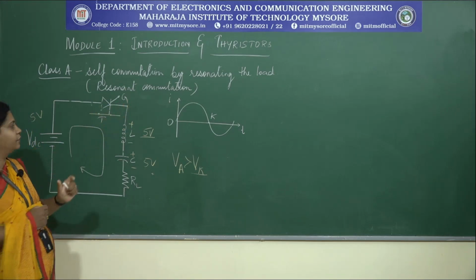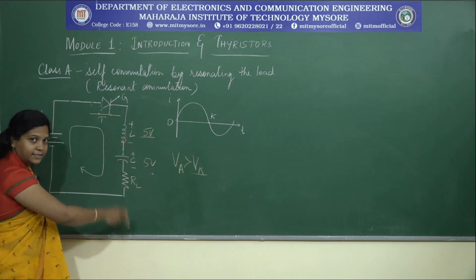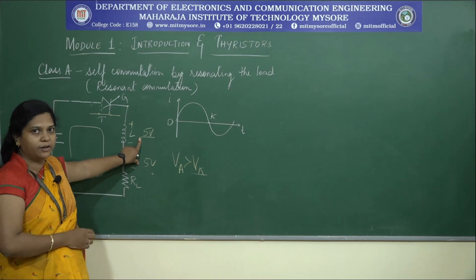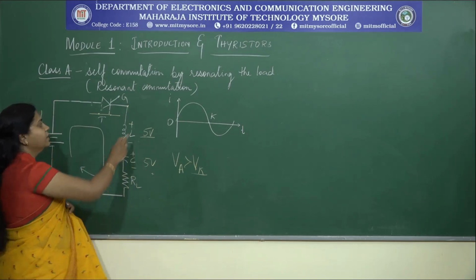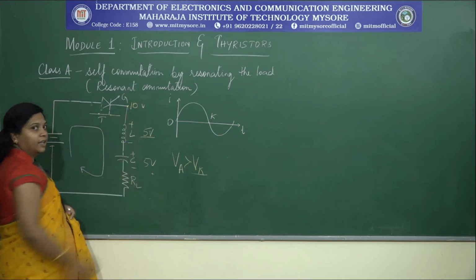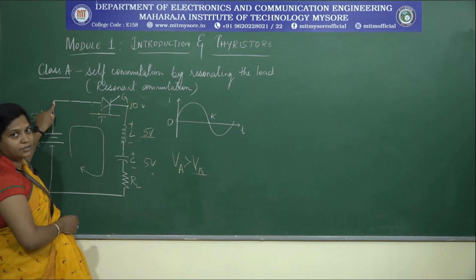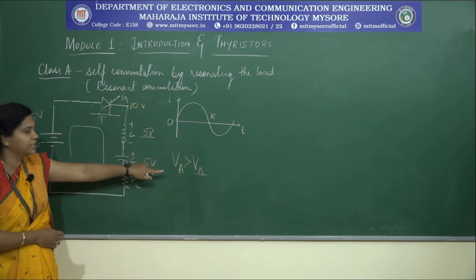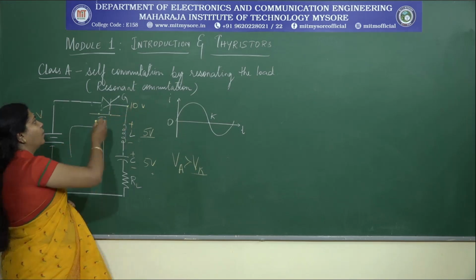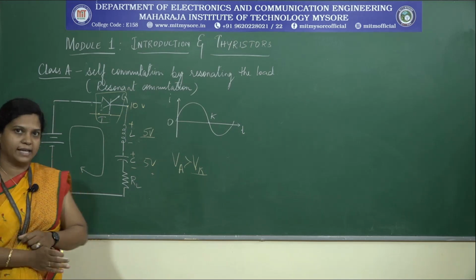After some instant of time, what happens? These voltages in series will be added. I am using this 5 volt for ease of understanding. So 5 volts plus 5 volts, you will have 10 volt. Now 10 volts and 5 volts: the anode potential is less and the cathode potential is more. So automatically this thyristor goes to its off state.